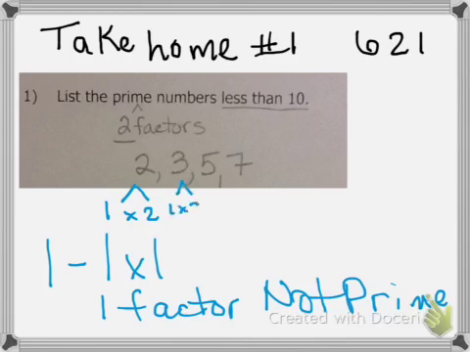3 is 1 times 3. Again, no other whole numbers multiply to give 3, so 3 is prime. 5 is 1 times 5. No other numbers give 5. And 7 is 1 times 7.